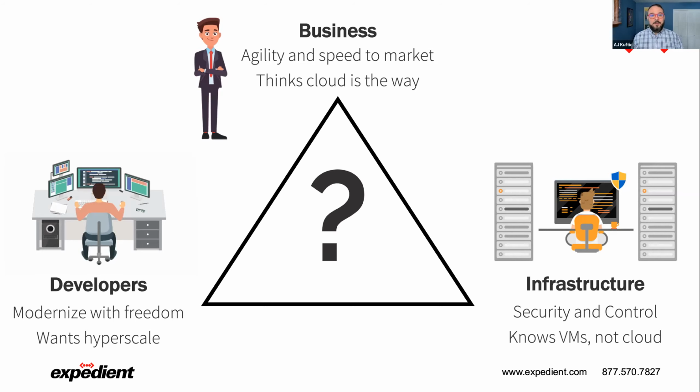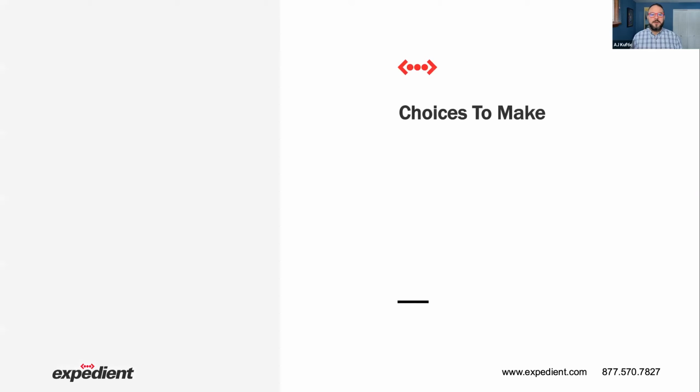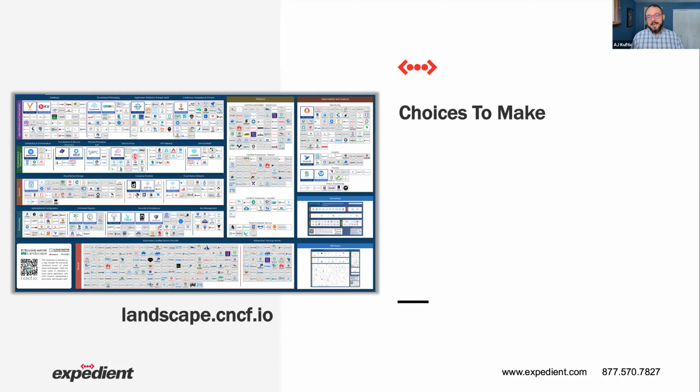Well, you have some choices to make, just a few. And I don't know how many of you have good eye vision or have focus, but there's a lot of choices to make. So many choices to make. This is the Cloud Native Computing Foundation's landscape. You've probably seen this be made fun of on the internet before. I'm making fun of it now.